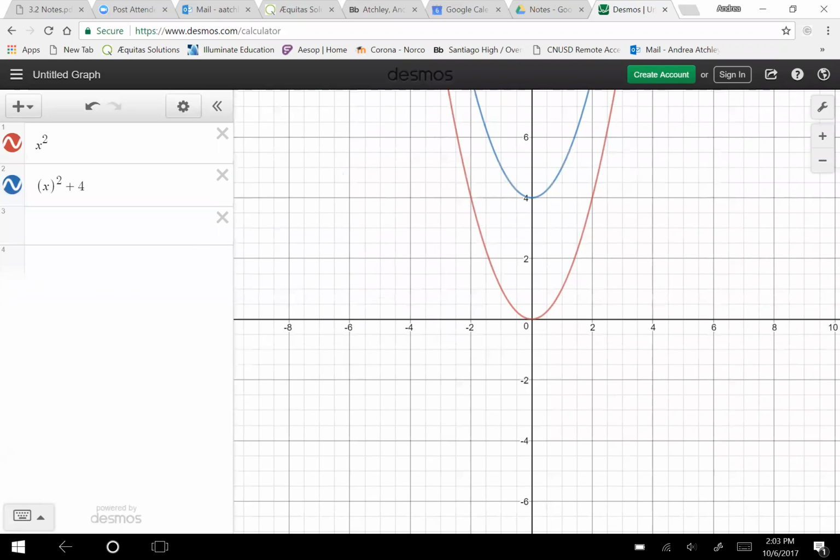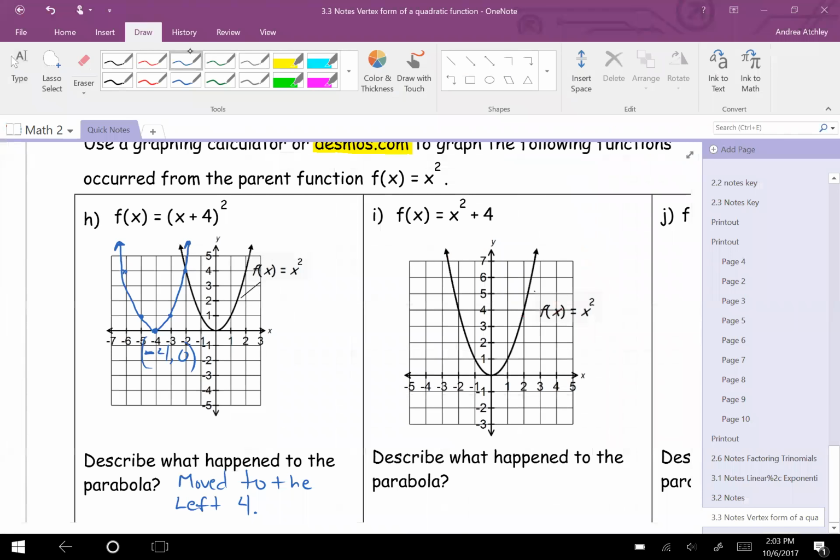Okay, it went up 4, right? Did the width change at all? No, same width. So now I'm here at 4. So this went up 4. Any questions over that?